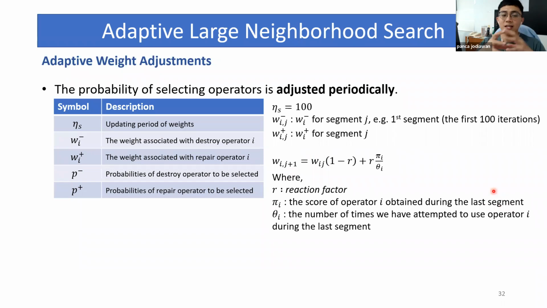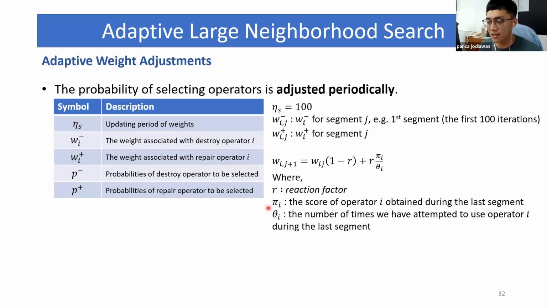It means that in 100 iterations, for example, we need to keep track of the total score of each operator. So you will get the total score of each operator within the 100 iterations. That's the pi I.